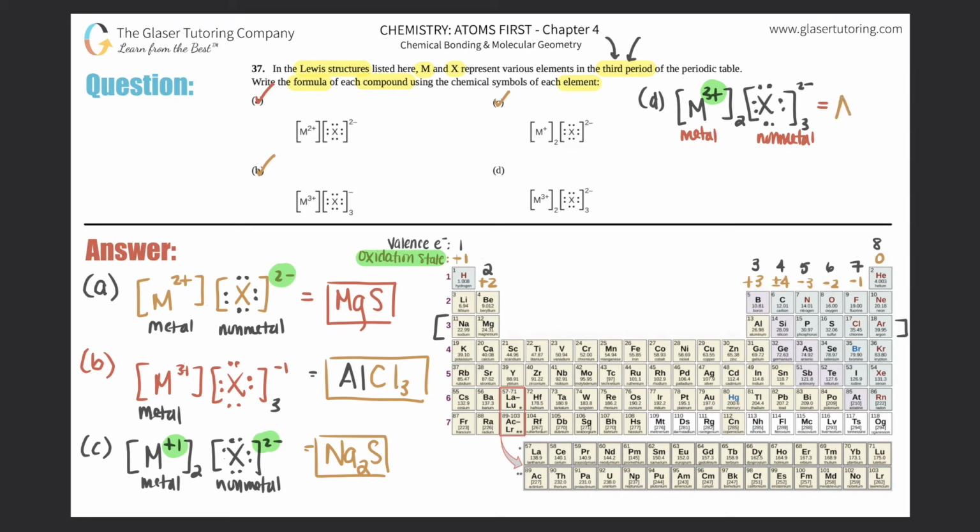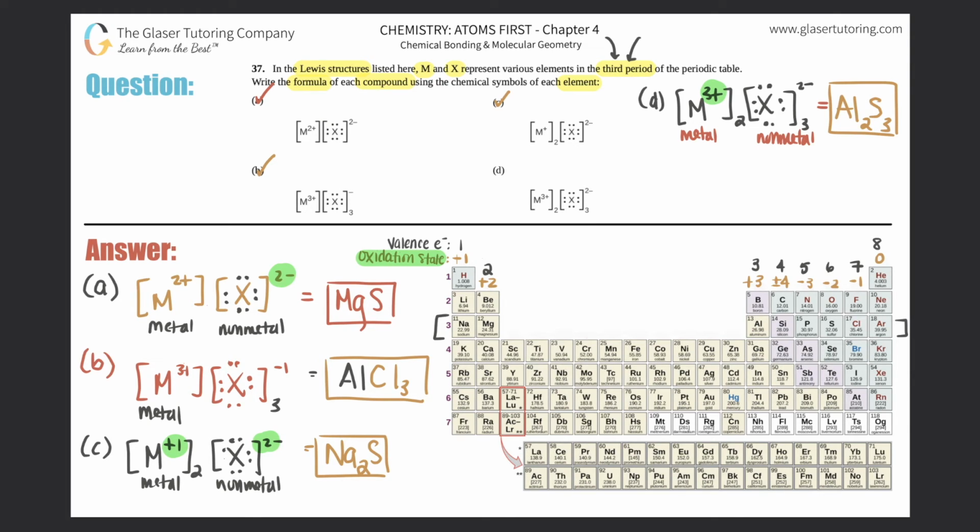So Al, and I have 2 of them, so I have to put Al2. And now the nonmetal has a -2 charge, and -2 is over here, period 3, so that's sulfur. So this would be sulfur, and in order for this to work, I needed 3 sulfurs. So that's it, and there's your compound.